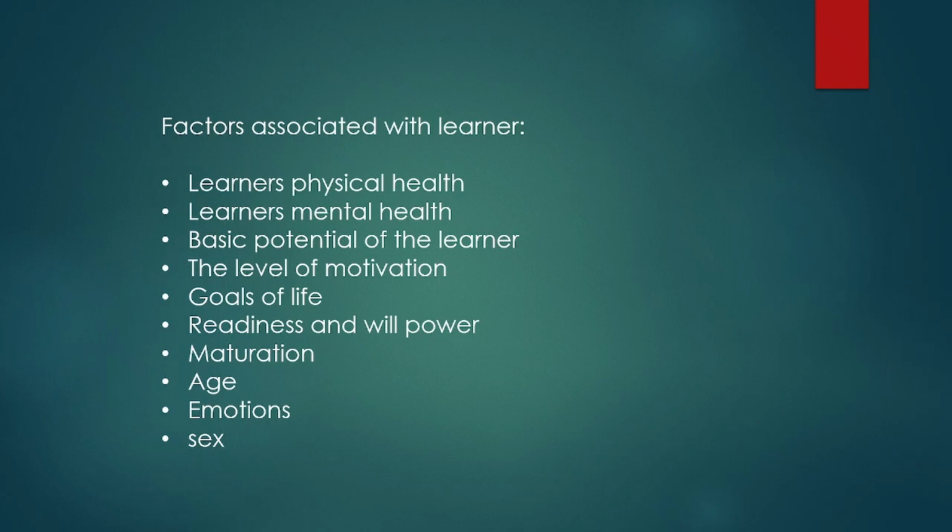Then coming to emotions. In emotions, if we are in a sad mood, we are not able to concentrate properly. Thus it is difficult in learning. The last factor is sex. Females like to learn things that involve people, whereas men are object oriented.